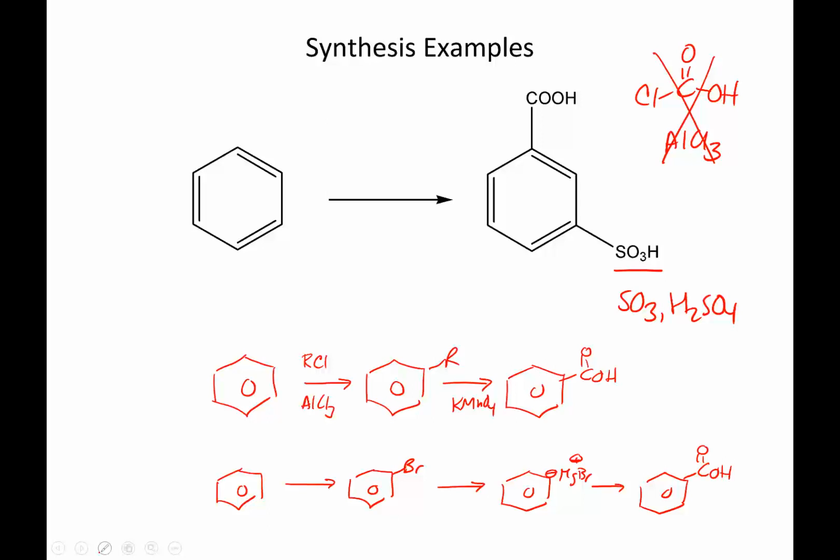Put a bromine on, make a Grignard out of it, and then convert the Grignard to a carboxylic acid. What reagent should I use? Your choice of reaction. You can call the reaction you'd like.